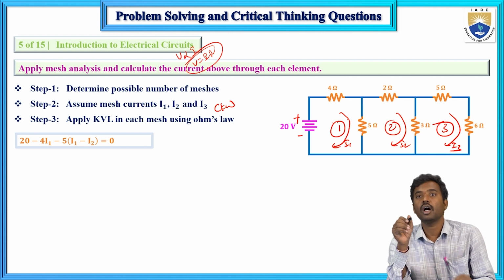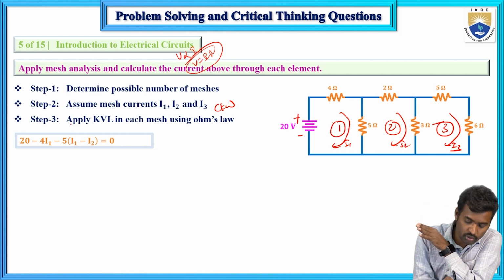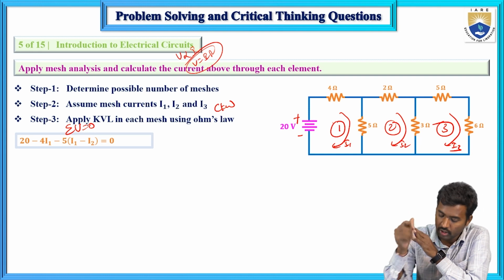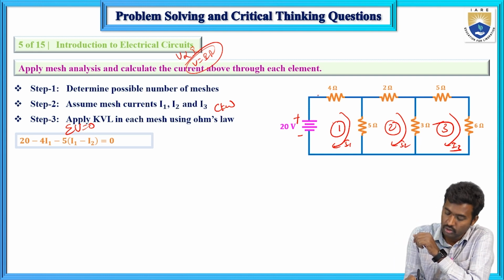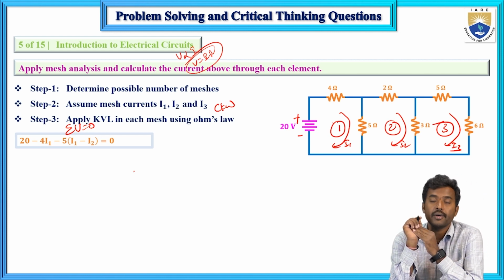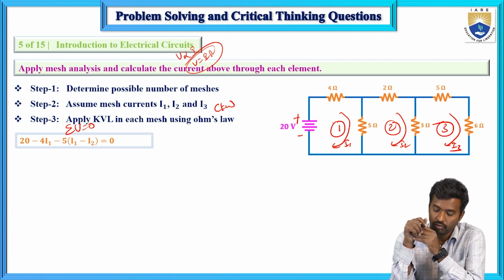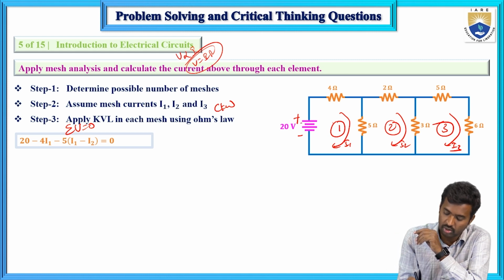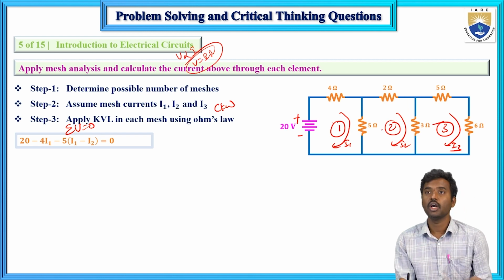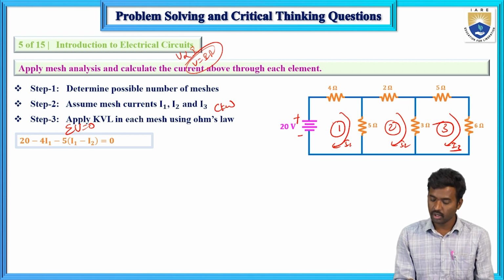What is KVL? The algebraic sum of total voltages in a loop equals 0. So here, this 20 volts plus this 4 ohms voltage plus this 5 ohms voltage, the summation must be equal to 0. For that case, 20 is as it is, that is the voltage, and this 4 into I1 is a voltage, and this 5 into I1 minus. Here we have two current responses in terms of mesh currents, I1 and I2, so I1 minus I2.